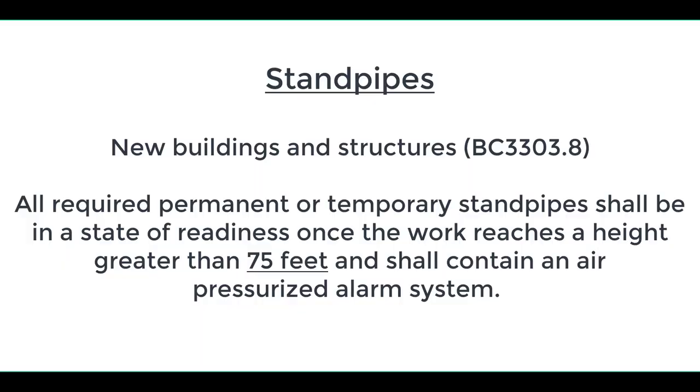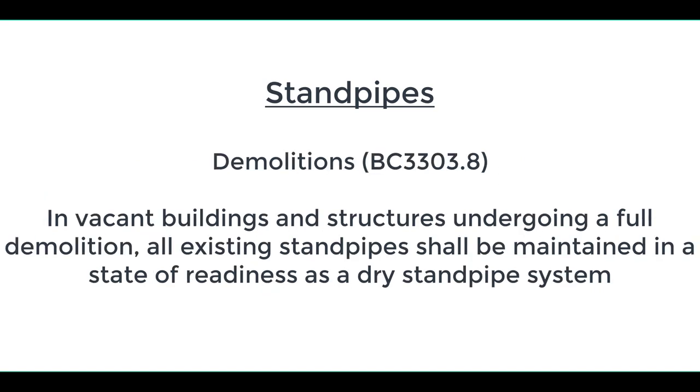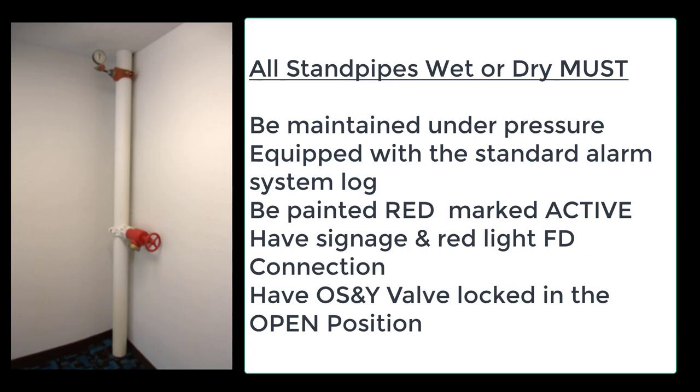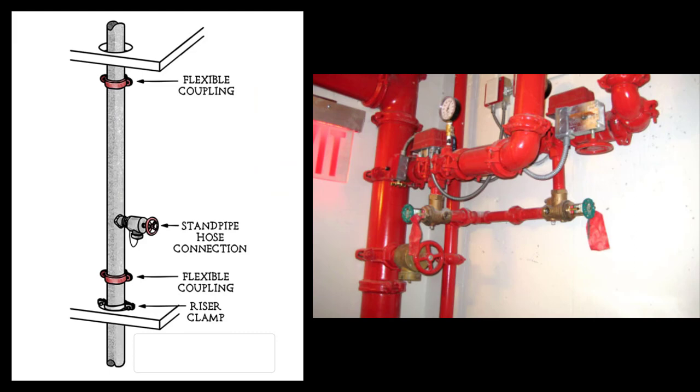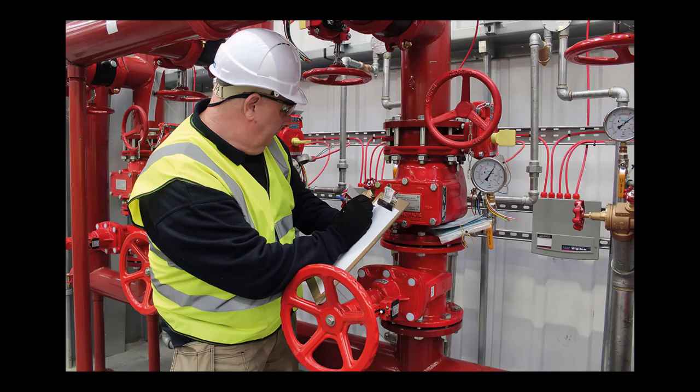All required permanent or temporary standpipes shall be in a state of readiness once they reach a height greater than 75 feet. In regards to demolitions, all existing standpipes shall be maintained in a state of readiness. All standpipes, wet or dry, must be maintained under pressure. They must be painted red. Have an OS&Y valve locked in the open position. The construction site fire safety manager shall conduct a daily inspection of the entire standpipe system.